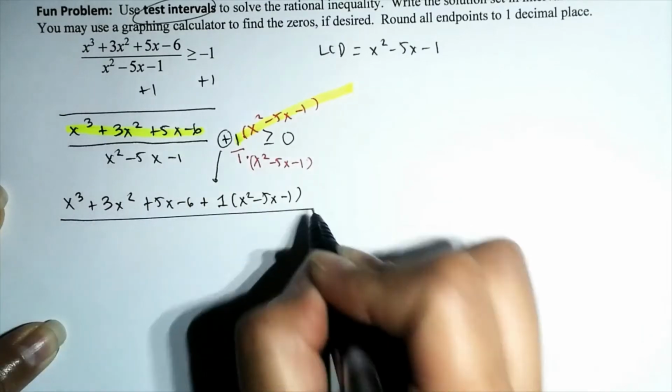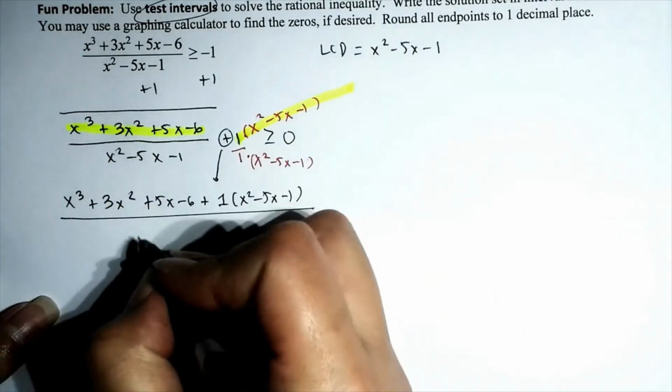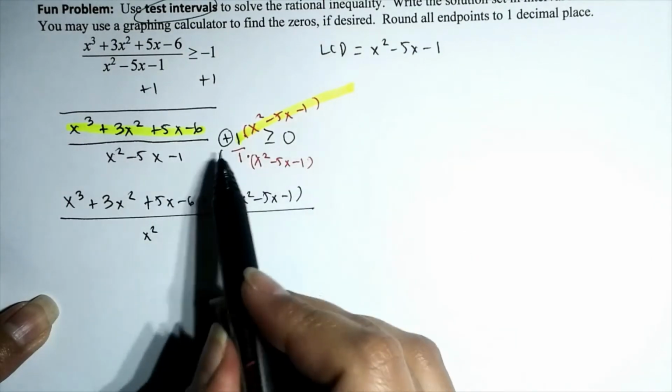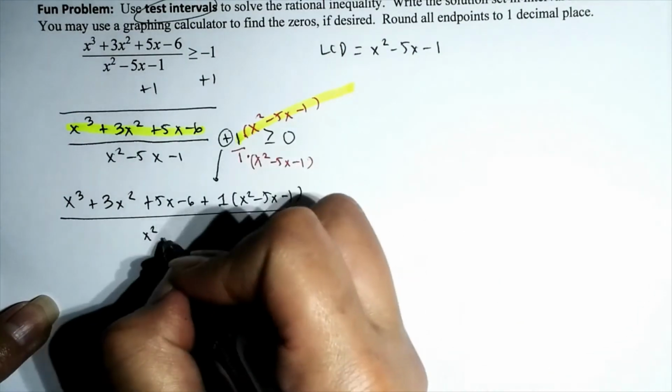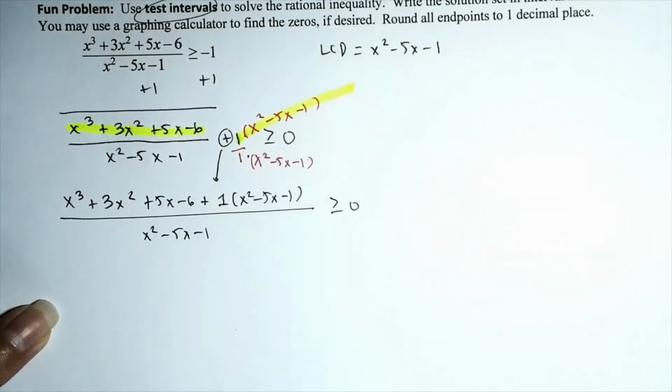The question is, do we really need the times 1? I mean, no, but students like it, so I give the people what they want. You can just go straight to plus the trinomial, x squared minus 5x minus 1, and the inequality symbol is greater than or equal to 0.